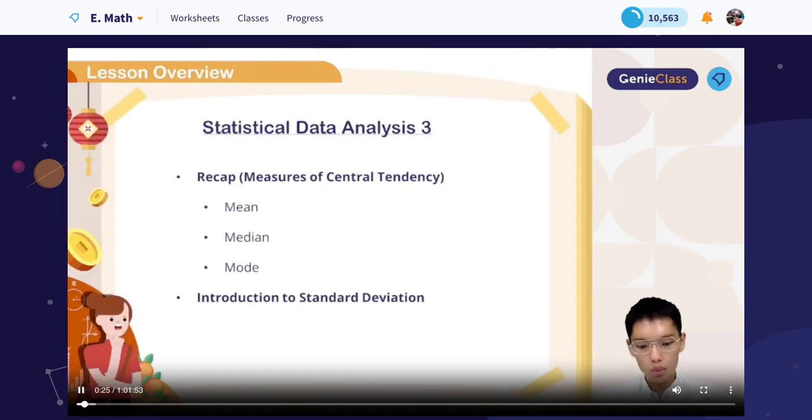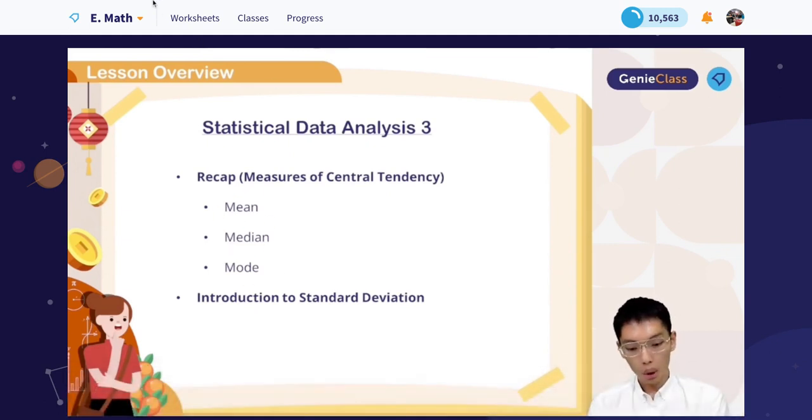Alright, so as touched on, what are we learning for today? In fact, for the first few lessons, we are actually going to do a little recap. In this case, what are we recapping for the mean, median, and mode? And lastly, the whole lesson is actually going to be on standard deviation, what it means, and how do we calculate it along the way.